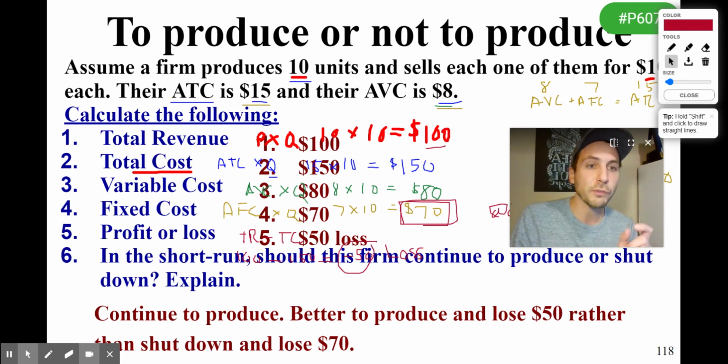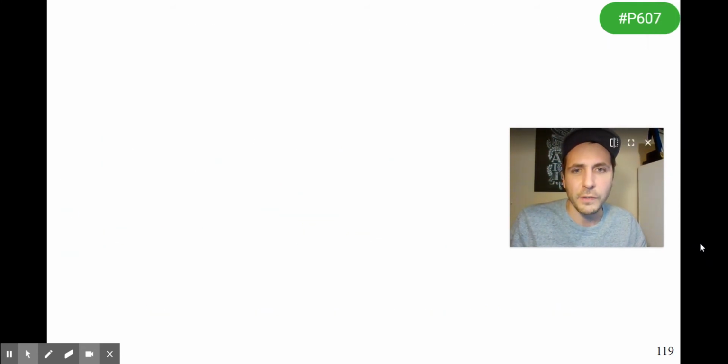But as soon as your fixed costs become less than your losses, fixed costs are less than your losses. As soon as that's the case, then you should shut down, right? Losses are huge, fixed costs are small. Makes sense to shut down because all I have to pay are my fixed costs. We call that the shutdown rule.